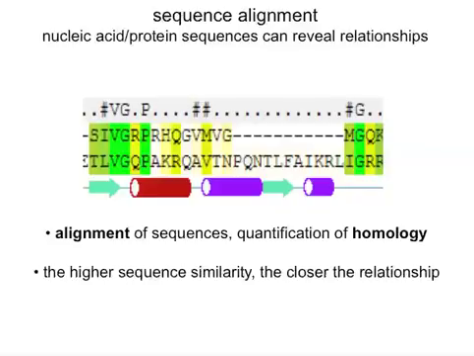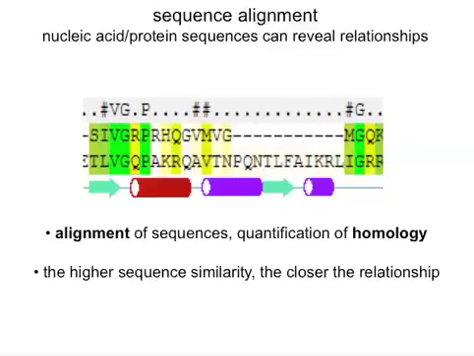I want to start out by saying that it's important for us to make a distinction between sequence alignment at the nucleotide level and sequence alignment at the protein level. And we'll also see that there are alignments or comparisons that we can do between structures as well. Whatever the case, though, the assumption is that the higher degree of similarity, or higher sequence similarity, indicates a closer relationship.